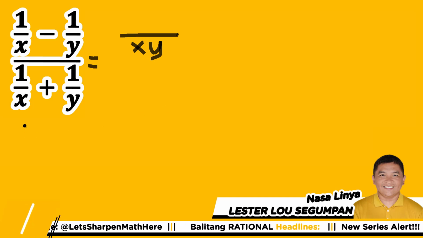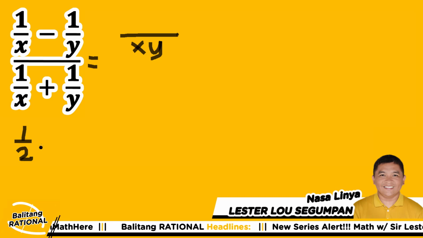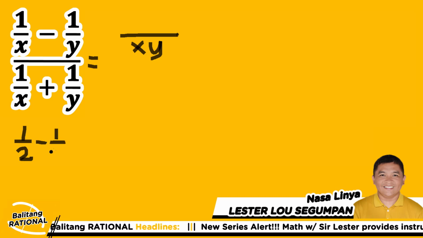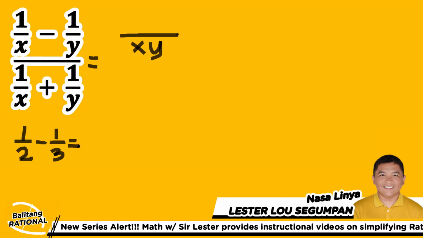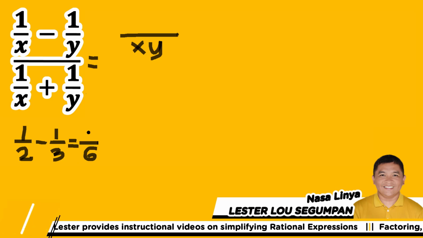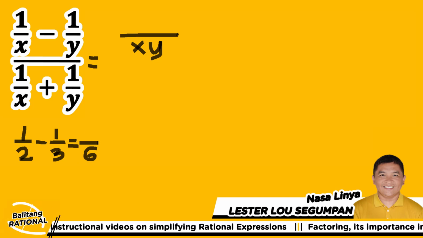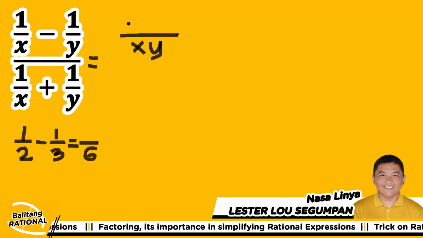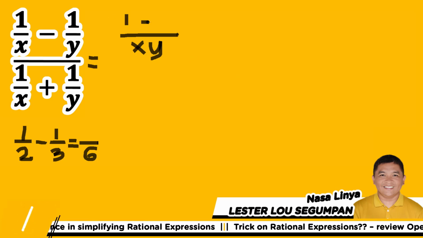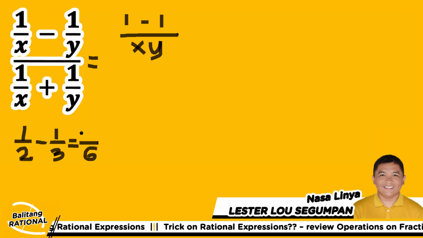Kagaya po na mangyayari sa ating 1/2 at saka minus 1/3. We cannot subtract them immediately, but we can locate or look for its LCD. Its LCD is 2 times 3, that's why we have 6. So represented po ng x and y, simply multiply them. That's why we have xy. Then, we are going to look for our appropriate numerators in such a way na di po pwedeng 1 minus 1 pa rin po yung numerator natin. Kaya dito, di po pwedeng 1 minus 1 pa rin.